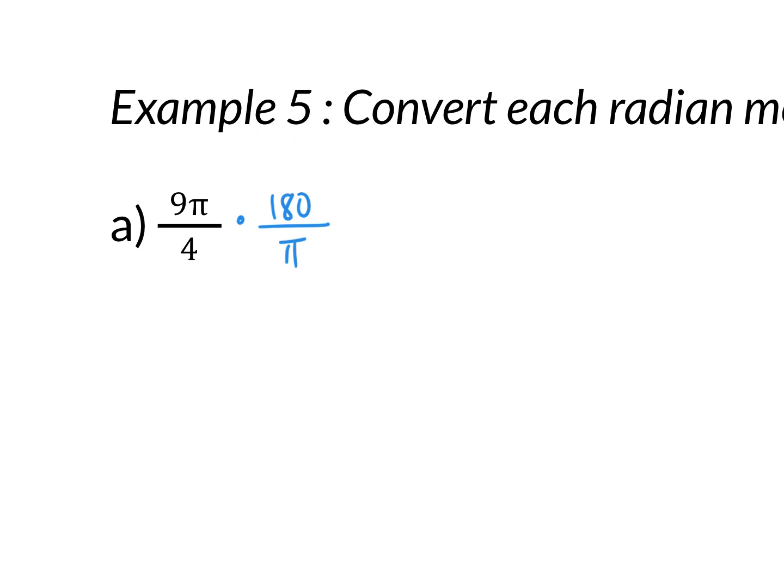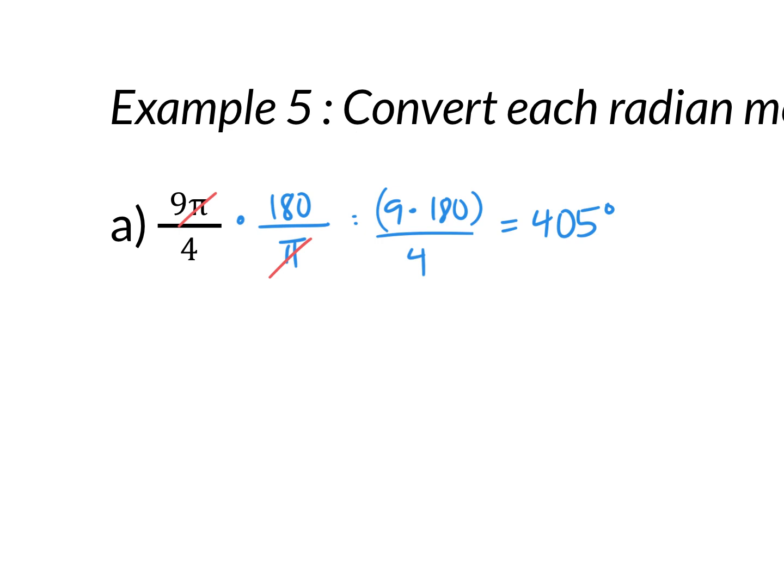But yes, the pi's on the top and the bottom are going to cancel out, which is how I always remember to multiply by 180 over pi to change it back into a degree. And then for this one, you will have to multiply 9 times 180 and divide that by 4. Make sure of order of operations: you're multiplying the entire top two things together before you divide by 4. And you should end up with an answer of 405 degrees.